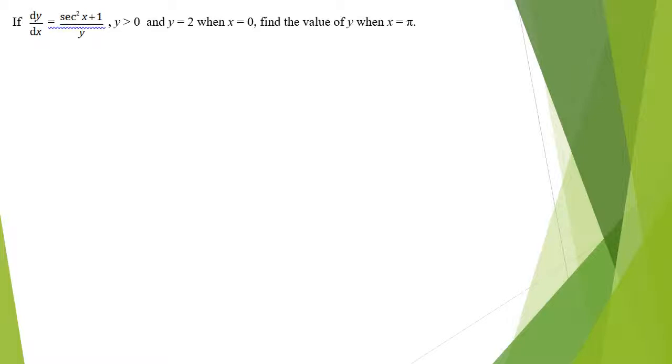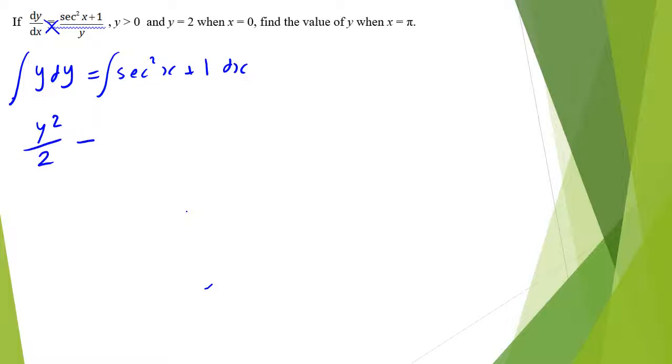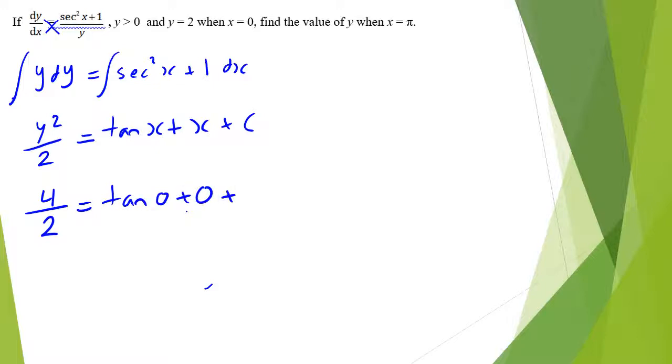Next one, we've got implicit integration, because you've got dy over dx and on both sides you've got x and y. So the first thing is you cross multiply, so you will have y dy equals sec square x plus 1 dx, and you integrate both sides, so y square over 2 equals sec square is tan, so it's tan x plus c. Then you need to find the value of c as the value is given. So when y is equal to 2, when x is 0, you substitute y as 2, so that gives me 4 over 2 equals tan 0 plus c, and if you solve this you will have c is equal to 2.